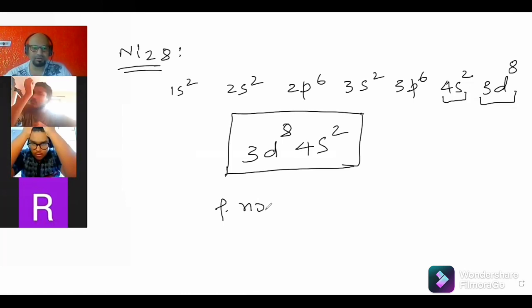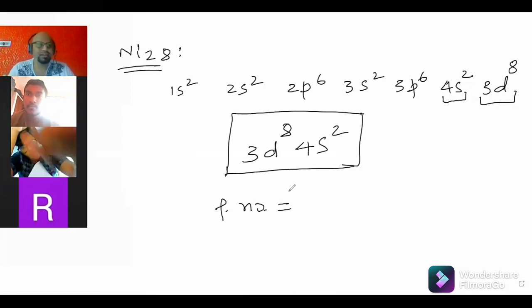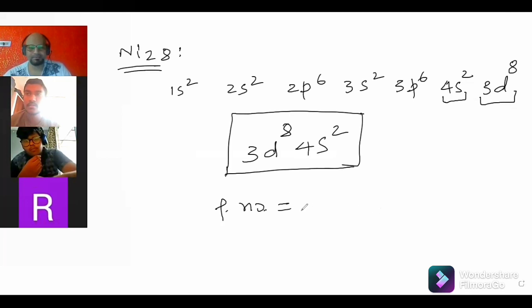Here period number is equal to, what is the last shell? Abhishek, can you tell me, 3 or 4? Which should I consider as the last shell? It's a 4. Correct. Yes, 4.